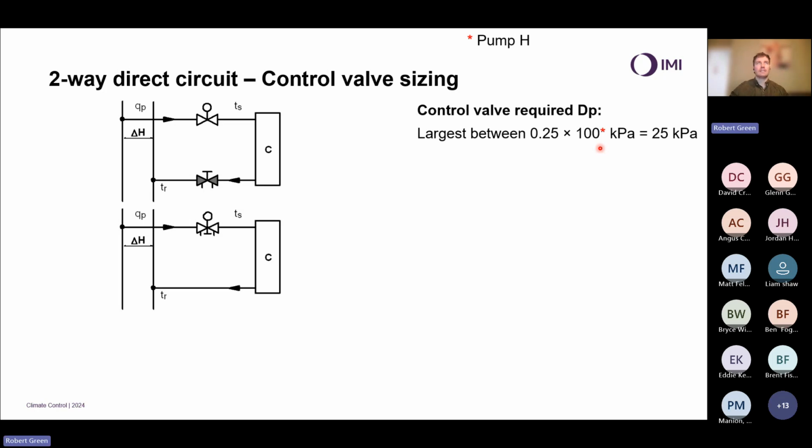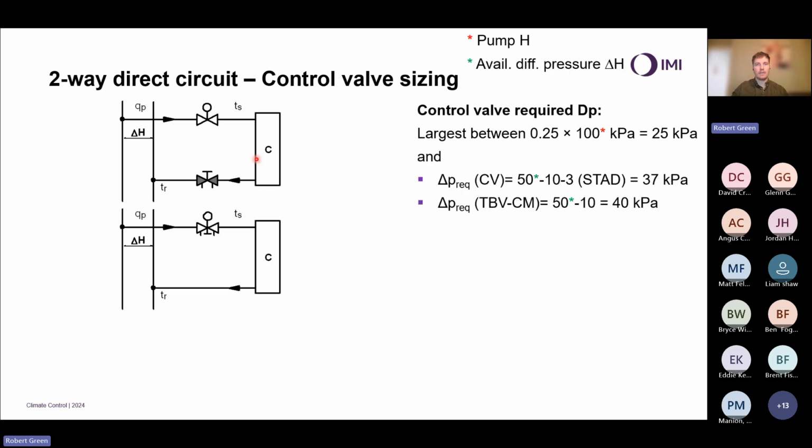In the case of a standard control valve, it's going to be the same as the differential pressure at design conditions. So the maximum the control valve can have is going to be my available pressure, 50, minus 10 for my coil, minus a minimum of 3 for a balancing valve, i.e. 37 kilopascals. Slightly easier with the combined valve, we only take off the coil pressure drop.